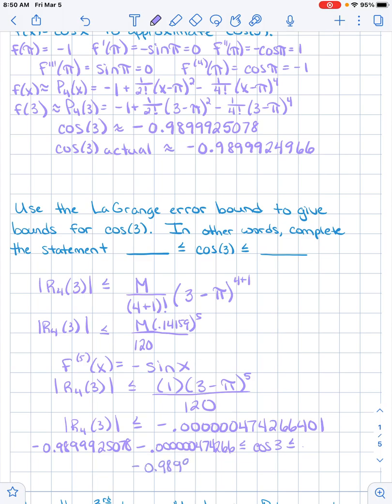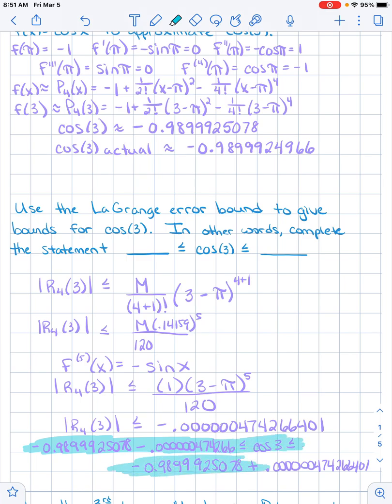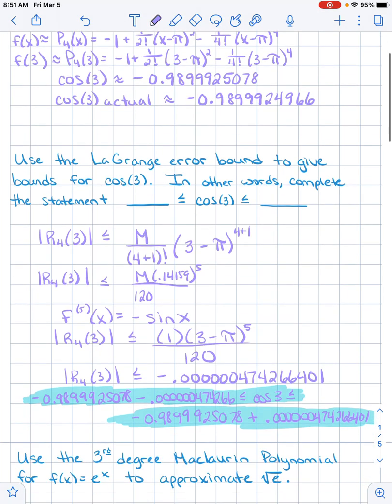And I know that the cosine of 3 is going to be between that value and, this is going to be hard, I'm going to have to write it on the next line, negative 0.9899925078 plus that remainder, 0.00123456474266401. This is our error bound, and without boring you with me putting all of this into my calculator, we would combine those together to say this is the lower bound and this is the upper bound. So we know that the cosine of 3 will be somewhere between those two values. Okay, that's the first example.